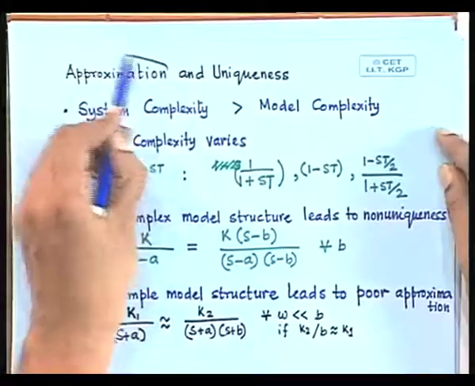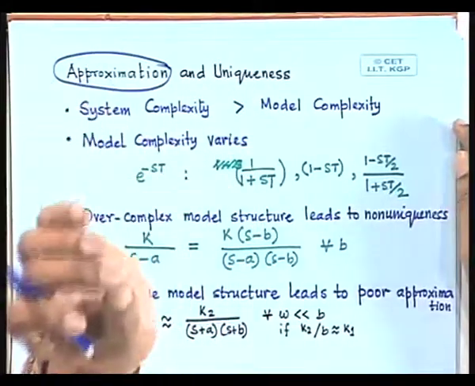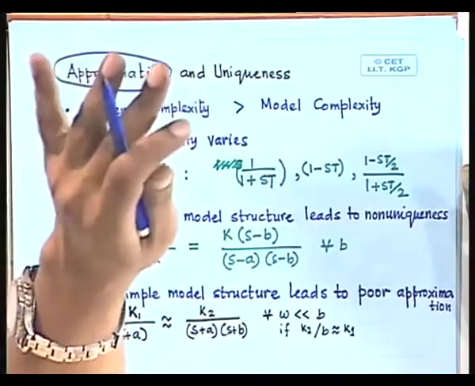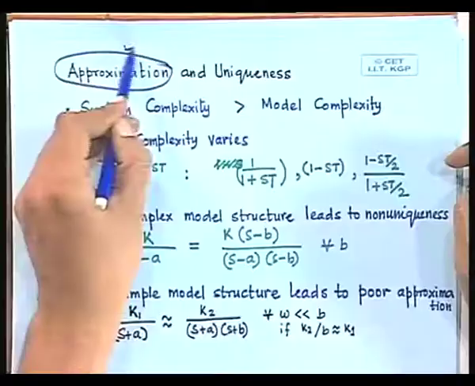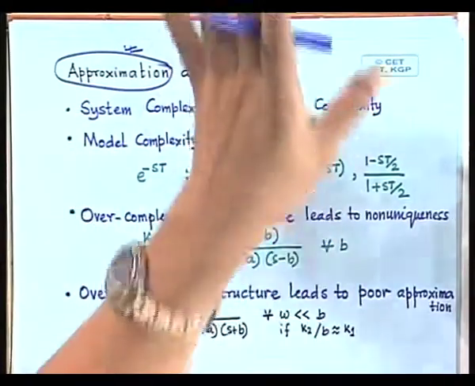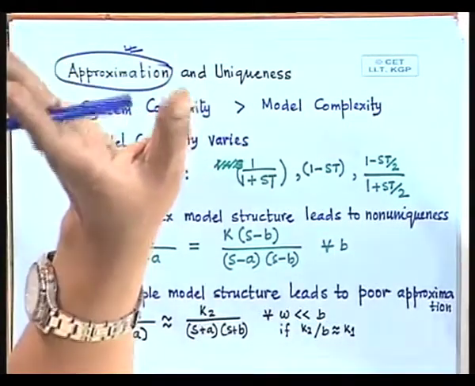So it is important to be able to decide the appropriate model complexity. After all, we want to keep things the simplest for our purpose. So we will choose the simplest model based on two considerations. First consideration is that it should be able to approximate the system in that situation reasonably accurately, right?